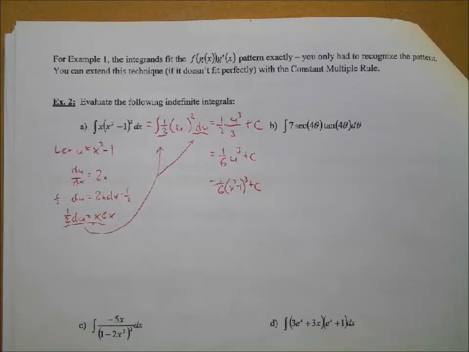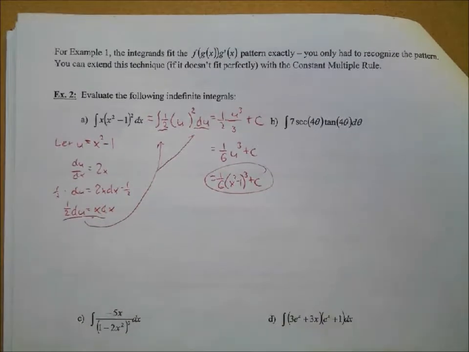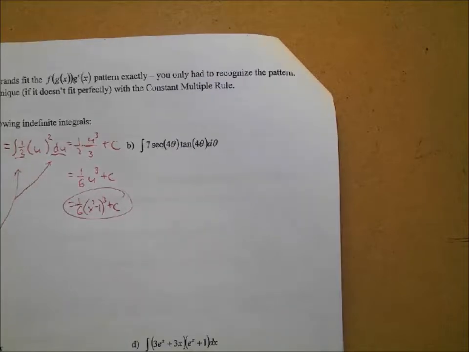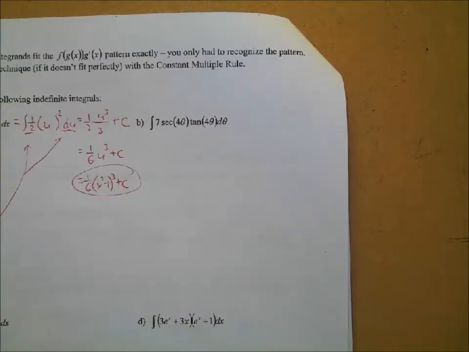Questions on any of that? There's that. All right, let's continue on here. Letter B. All right, letter B. Integral of 7 times the secant of 4 theta times the tangent of 4 theta d theta.